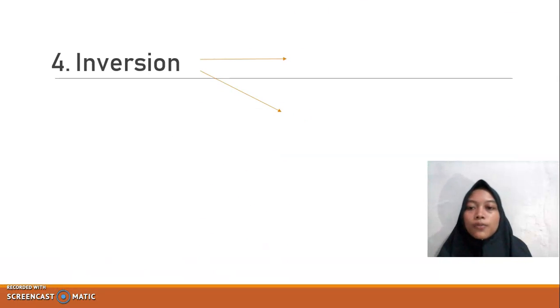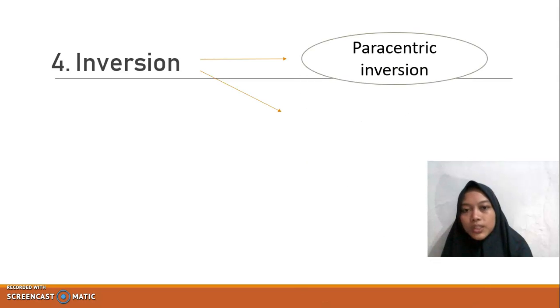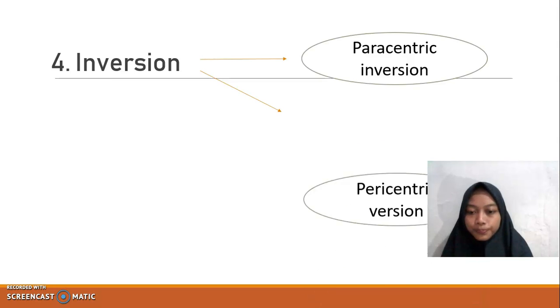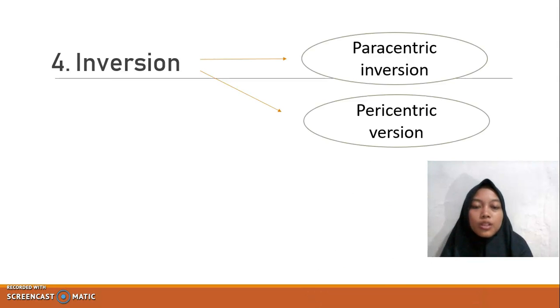Next, inversion is a mutation that changes the location of genes because during meiosis, chromosomes are twisted and breaks occur. There are two inversions. The first is paracentric inversion, occurs on chromosomes that are not centromere. Number two is pericentric inversion, occurs on chromosomes that have centromere.